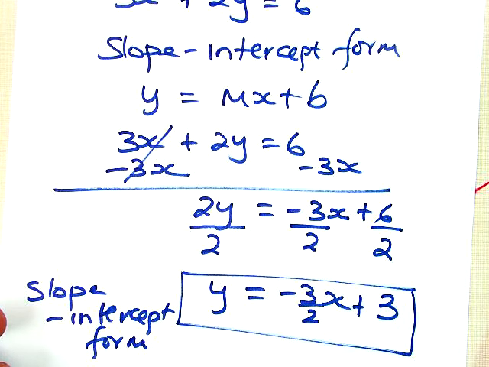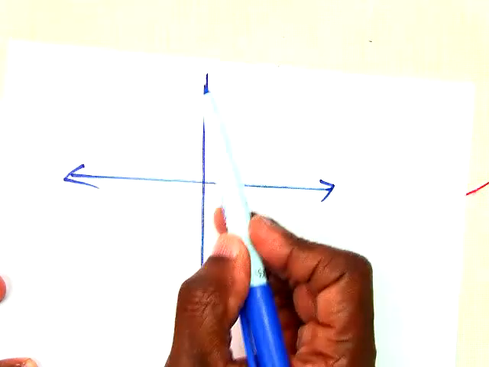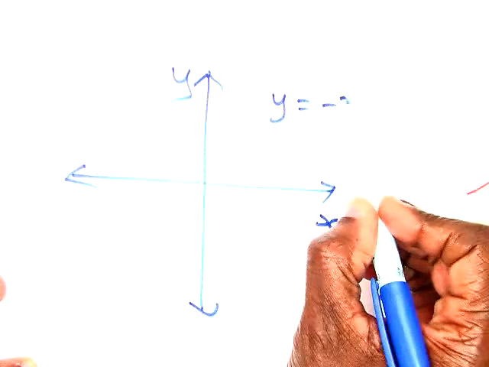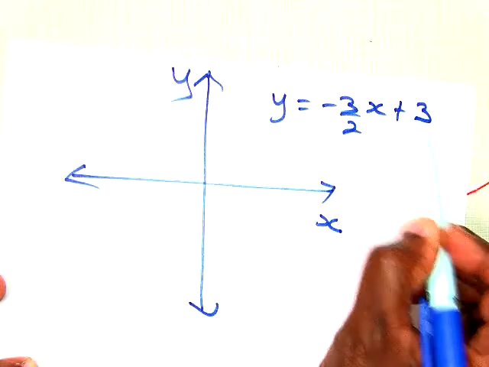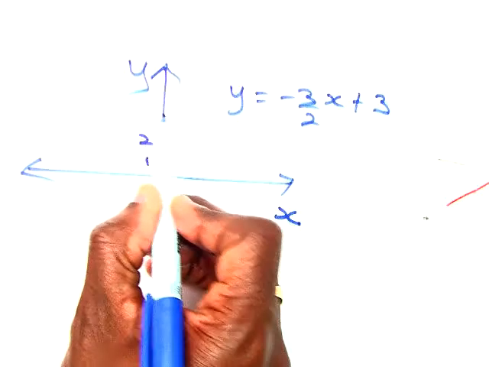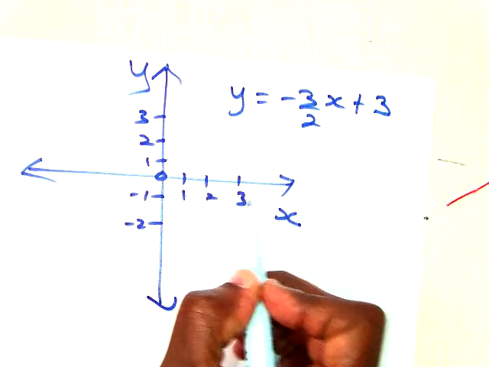I'll give you a few seconds to have everything down. So let's go ahead and graph this now. So let's sketch my graph. And we're graphing y equals negative 3 over 2 x plus 3. Okay, so let's put in some numbers quickly. 1, 2, 3, negative 1, negative 2.